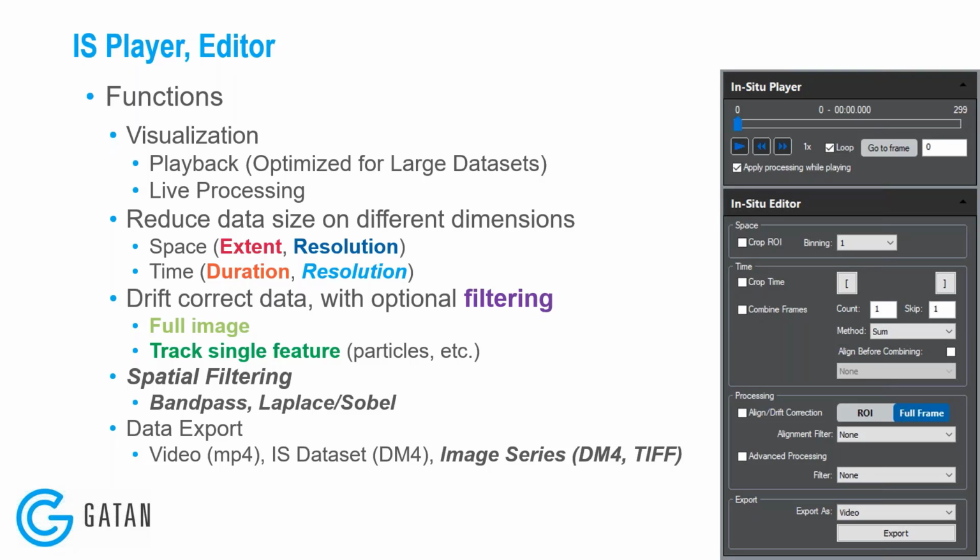And then in addition to reducing the data size, we can also perform drift correction. We can also do drift correction with optional filtering, and I'll explain a bit more about that during the live demo in a few minutes. We can drift correct the entire image, or we can track single features like particles or grains in a material.